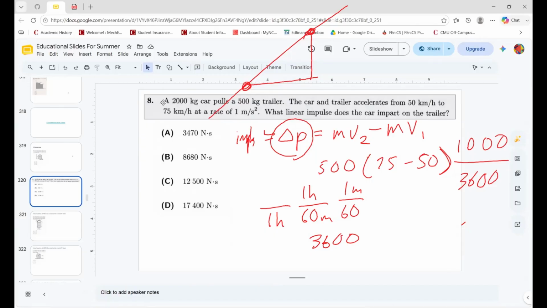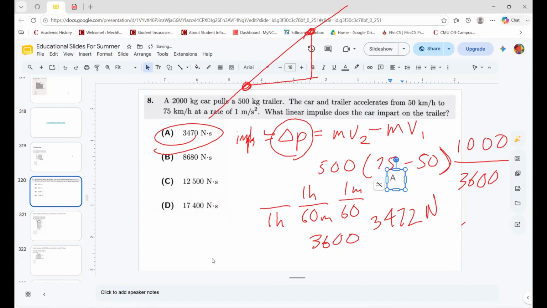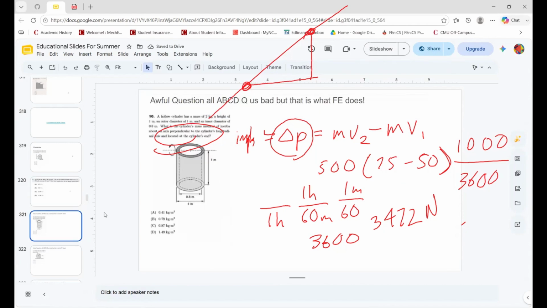Now this is the world of dynamics, so they do a lot of this stuff. I mean, in statics they do it too, but less so. So it's Newtons. I think they round up to A, it looks like. So this is A, and we move on from here.